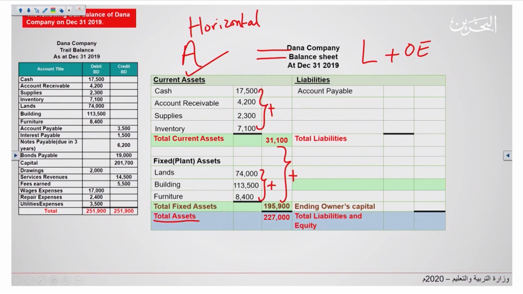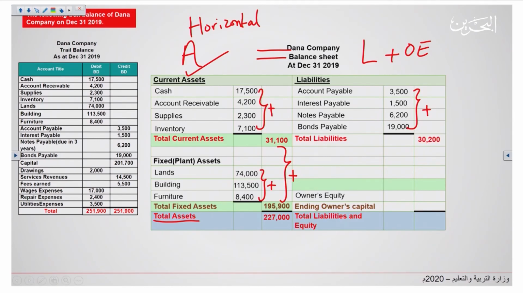We will list the accounts payable, interest payable, notes payable, and bonds payable. We will calculate the total of liabilities, and we will get 30,200 BD, which is the total of liabilities.